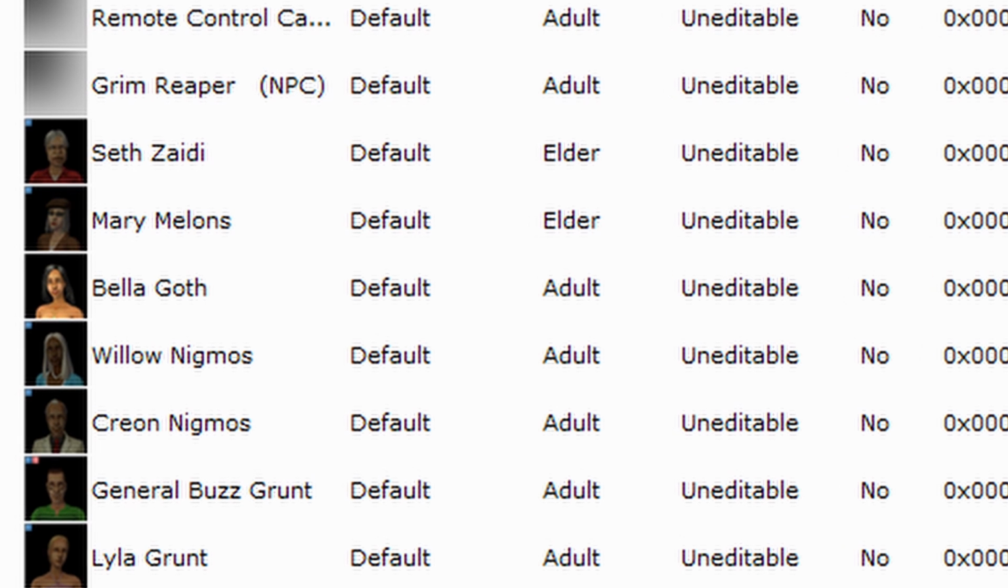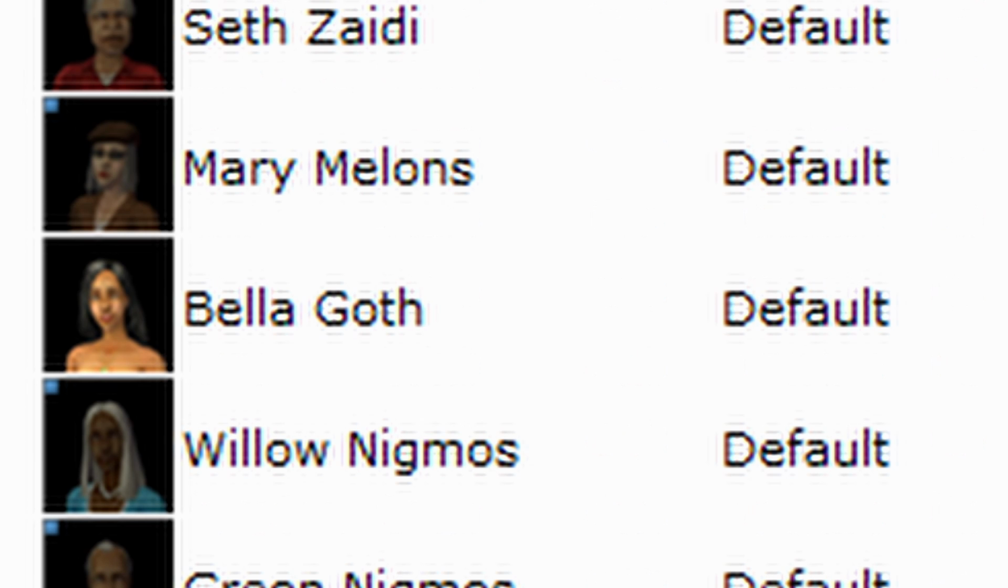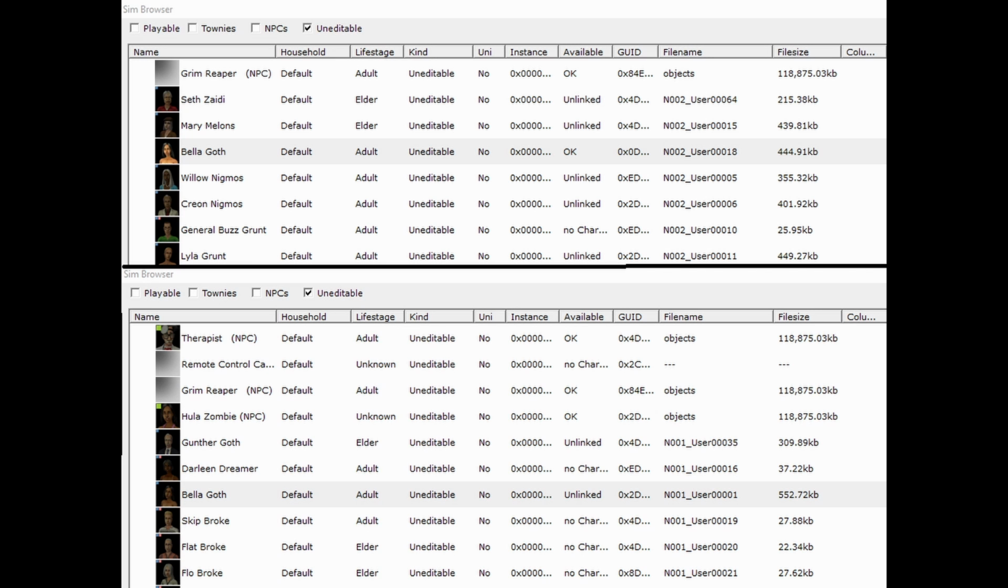So that's exactly right. Here it is, Bella Goth in my Strangetown, right in the default household. She has no death token and is not unlinked, by the way, just in the default household, same as Pleasantview Bella. So technically she should also be hidden. But Strangetown Bella can definitely be seen on community lots.